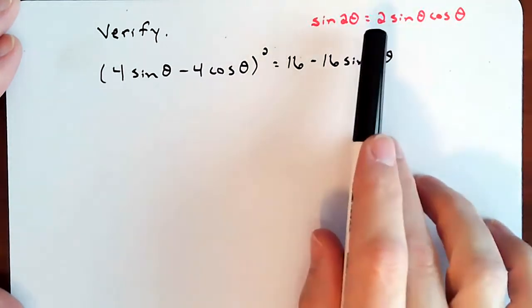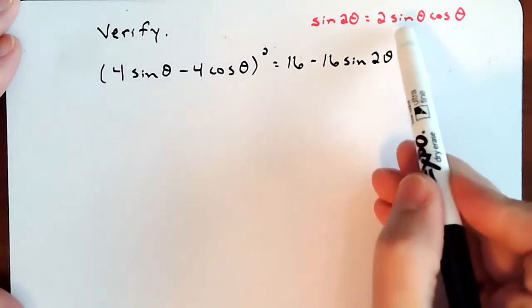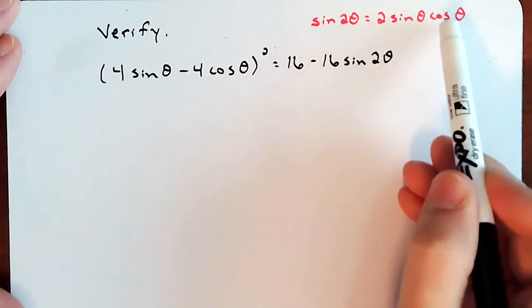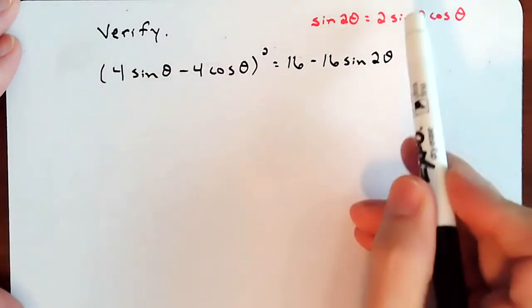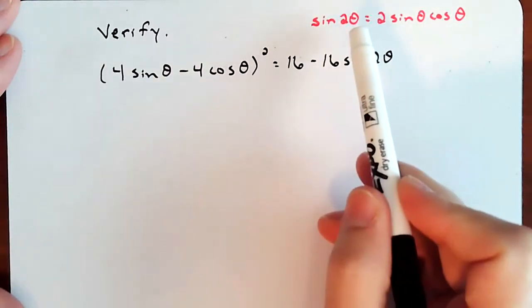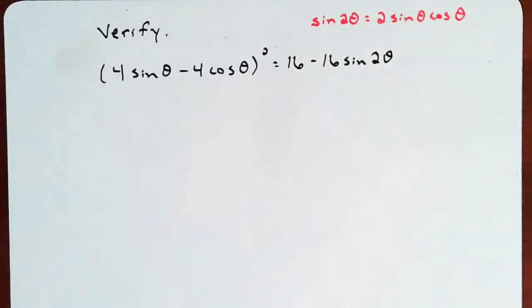And so I need to keep in the back of my head that I'm looking for a 2 sine theta cosine theta on this side. As soon as I have that, I can substitute it out with sine 2 theta. All right, so I'm going to distribute everything together and let's see what we can get.